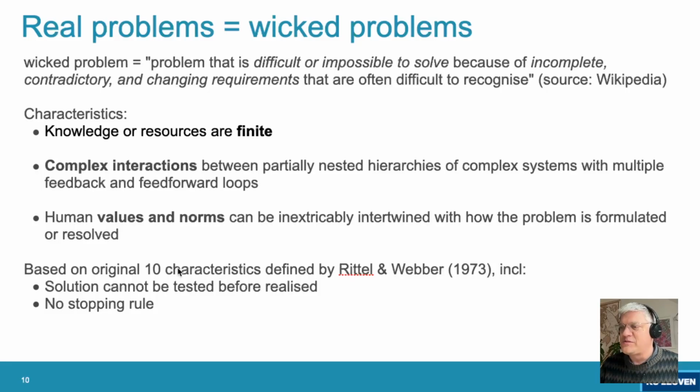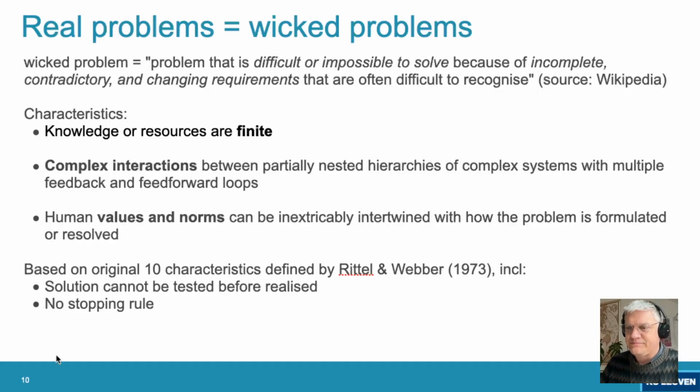Some very specific characteristics is that the solution cannot be tested before it's realized. So it's not that you can set up tests and say, let's try 5 options and we'll use the one that works best. No, it's one go. You cannot do tests beforehand. Another problem is that there's no stopping rule, so you can't say now we solved the problem of climate change.